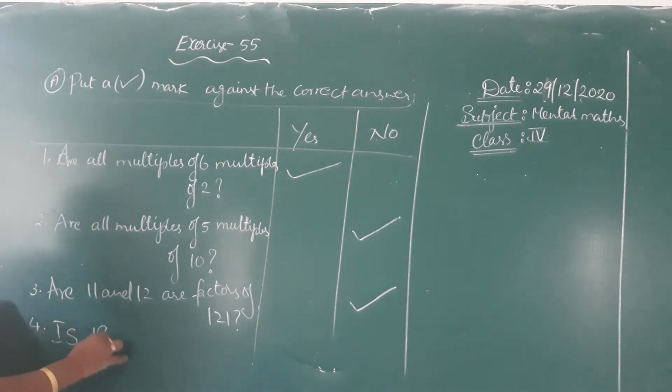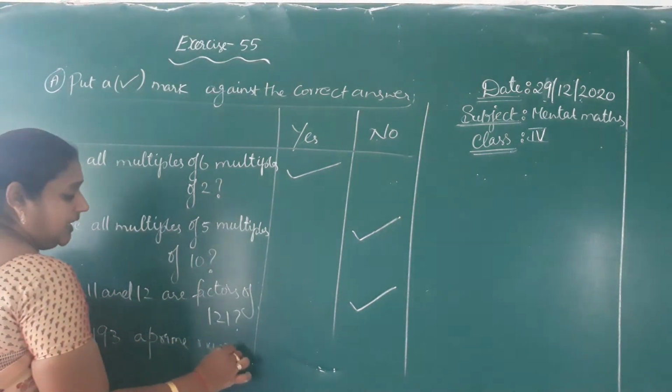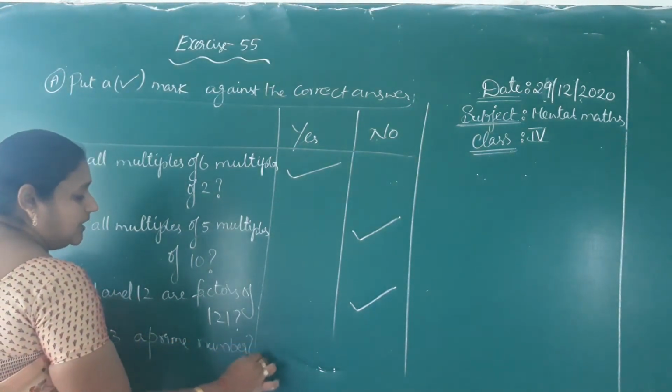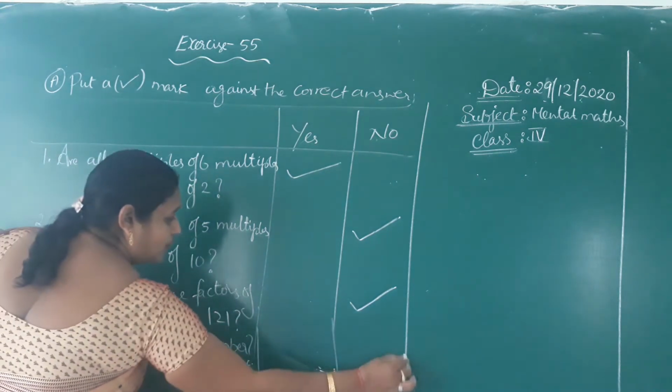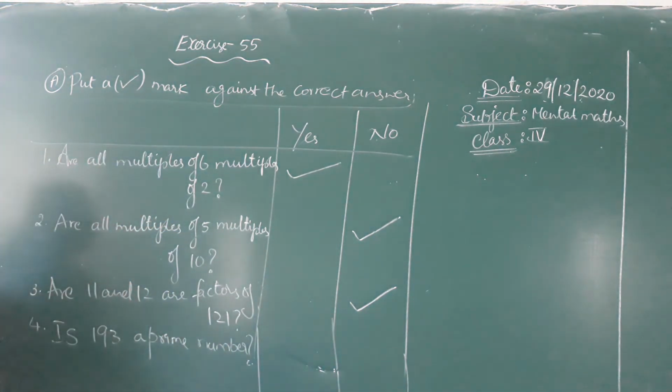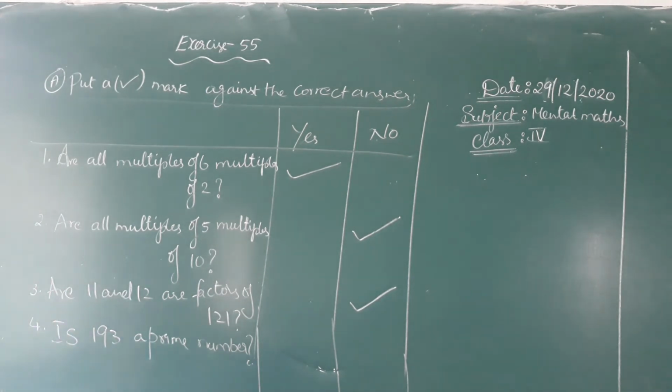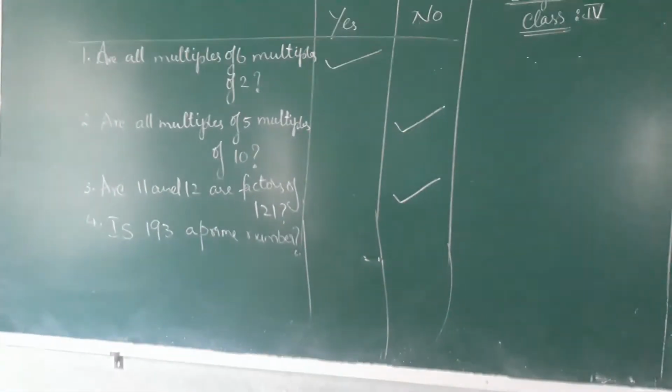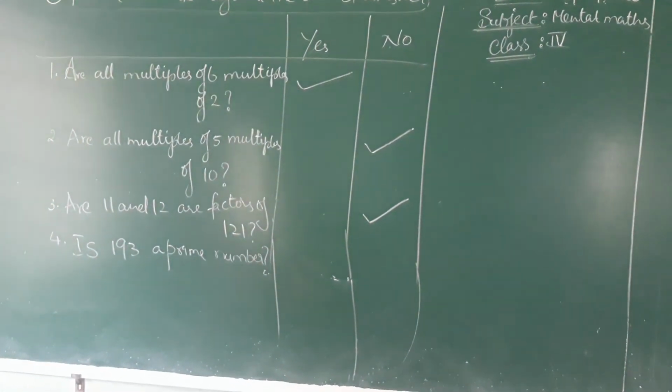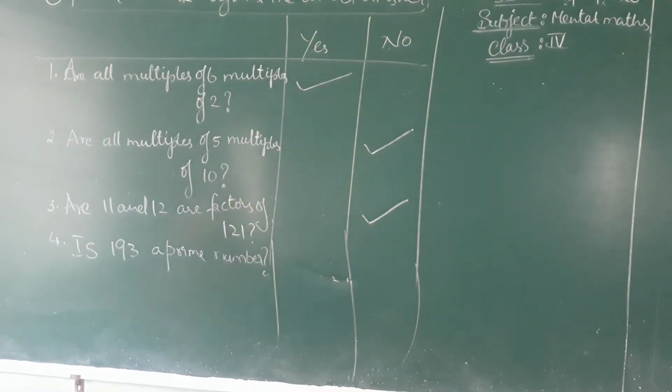Is 193 a prime number? What is the rule of a prime number, children? If a number has only two factors, one and itself, then we call it a prime number. But here they are saying 193 is a prime number. That means it should have only two factors, one and itself. If it has only those, then it satisfies the given rule.